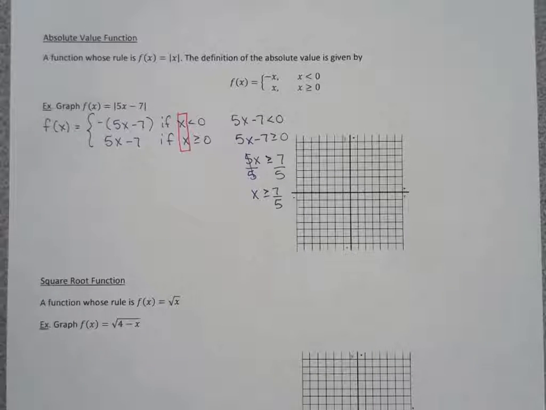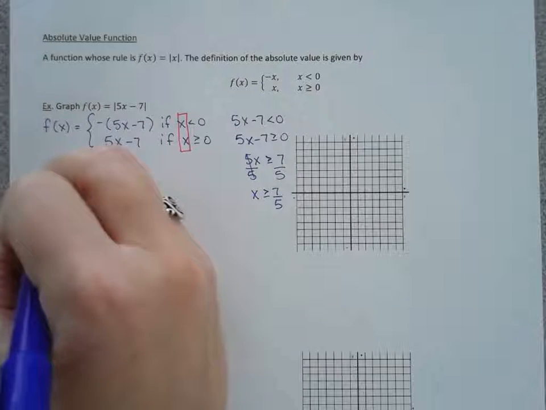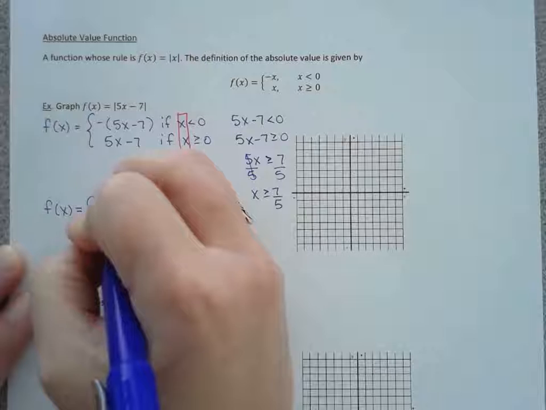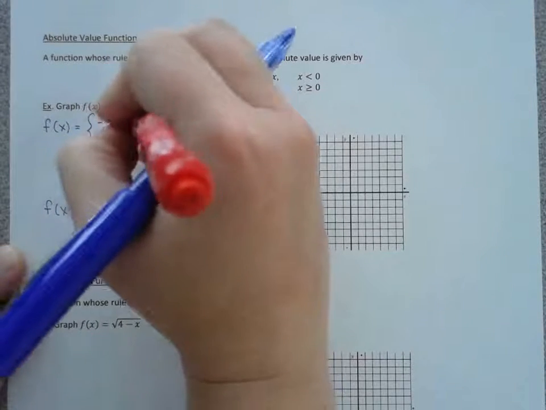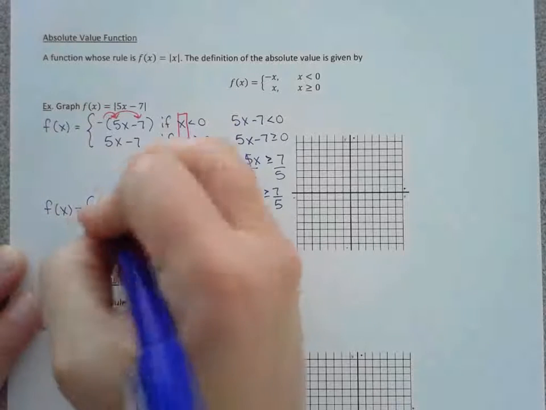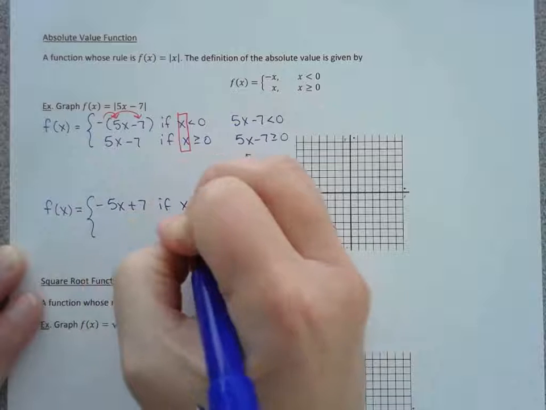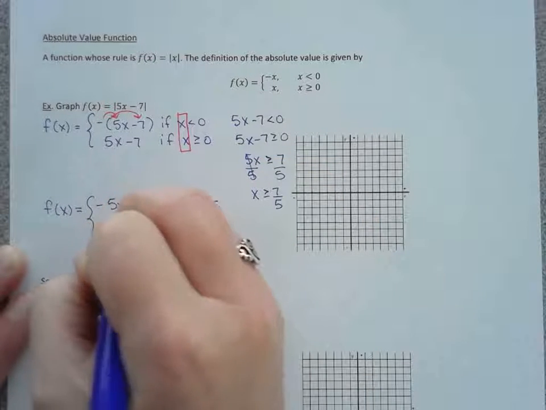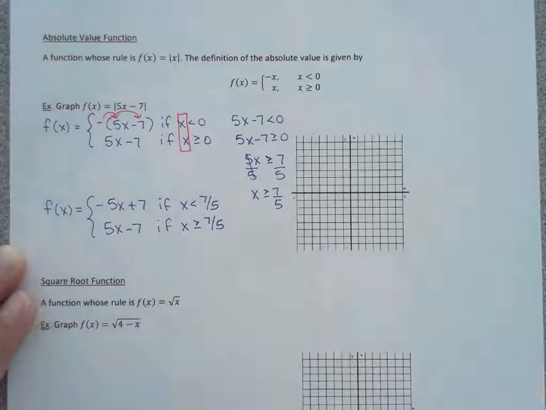Okay, so my actual piecewise function to graph the absolute value of 5x minus 7 is going to be the function negative, and let's go ahead and distribute while we're here so that we have this all simplified. Let's distribute that negative across. So we'll have negative 5x plus 7 if x is less than 7/5, and then we'll have 5x minus 7 if x is greater than or equal to 7/5.